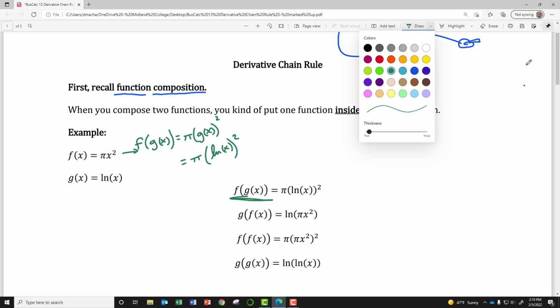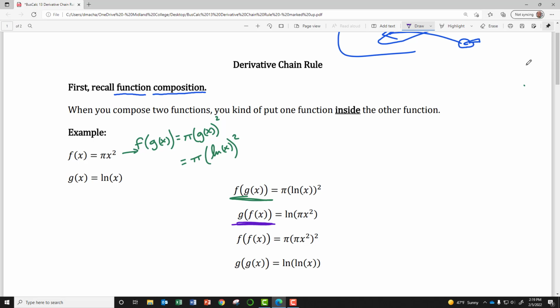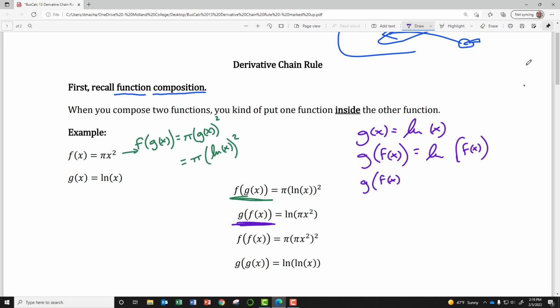And so I will change pen colors to take a look at this one. The g of x function, as defined, is just the natural log function. So if I ask about g of f of x, well then instead of x, I'm going to write natural log of f of x. And if I then say, well, f of x, what is that? That's just pi x squared. Then my g of f of x function is the natural log of pi x squared.